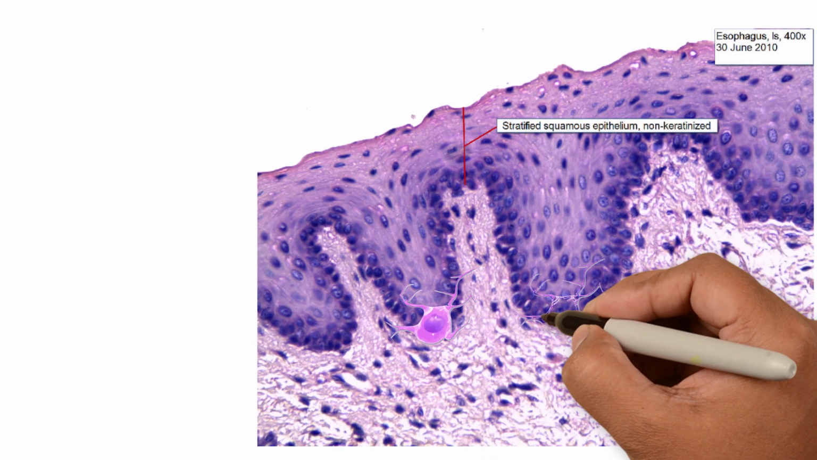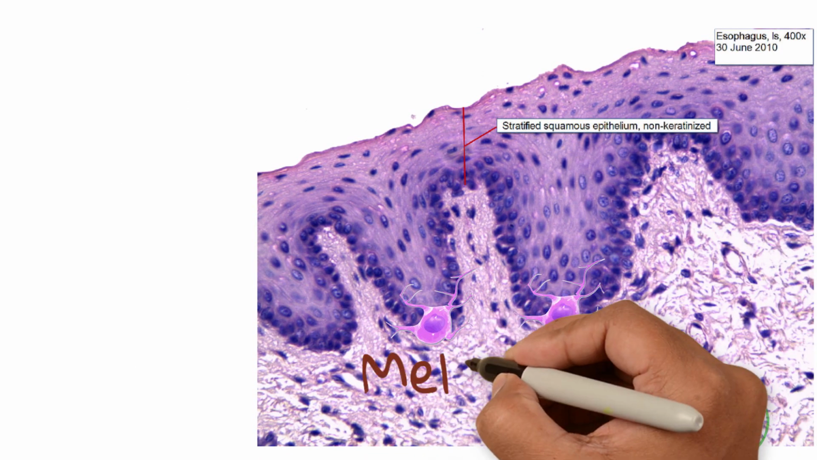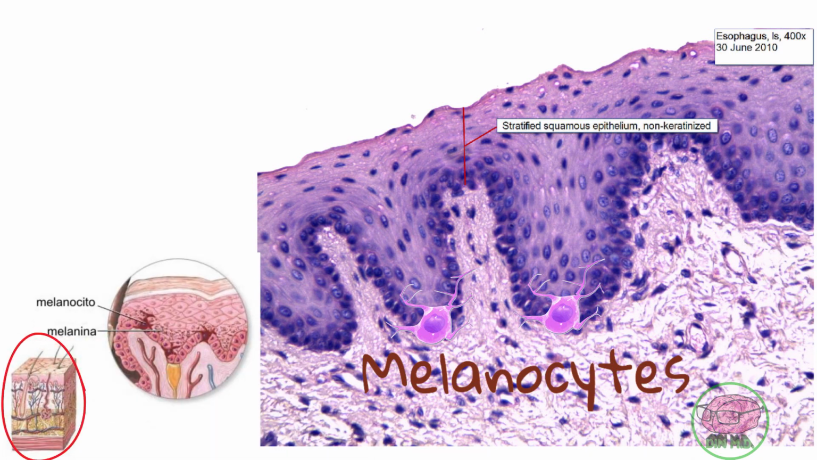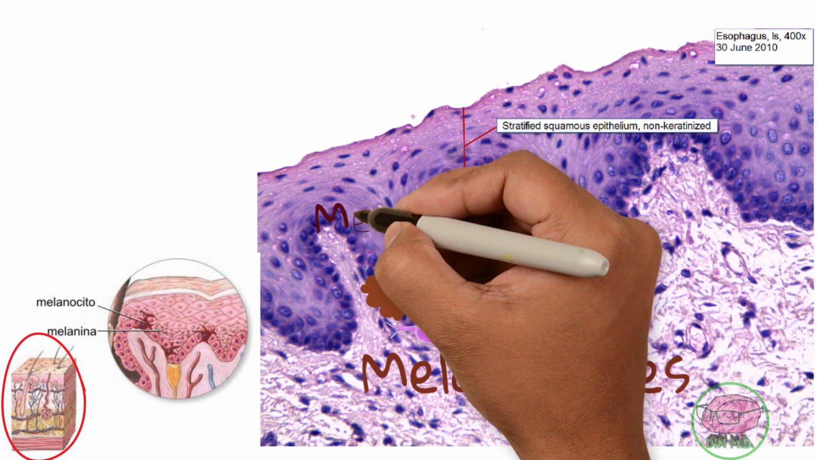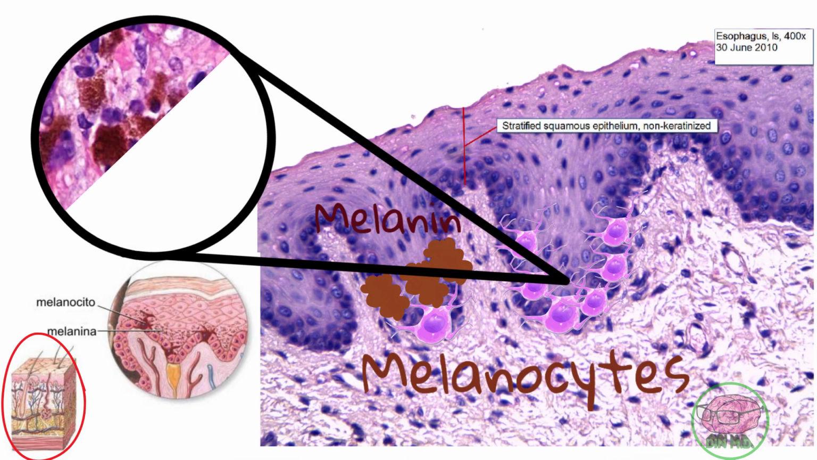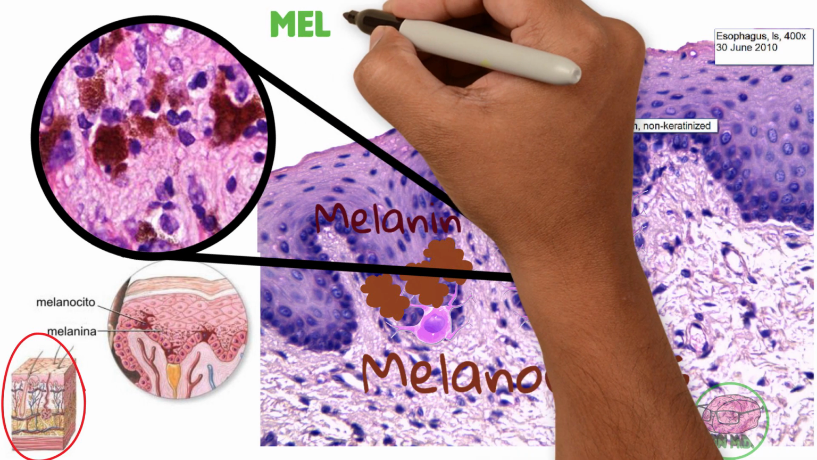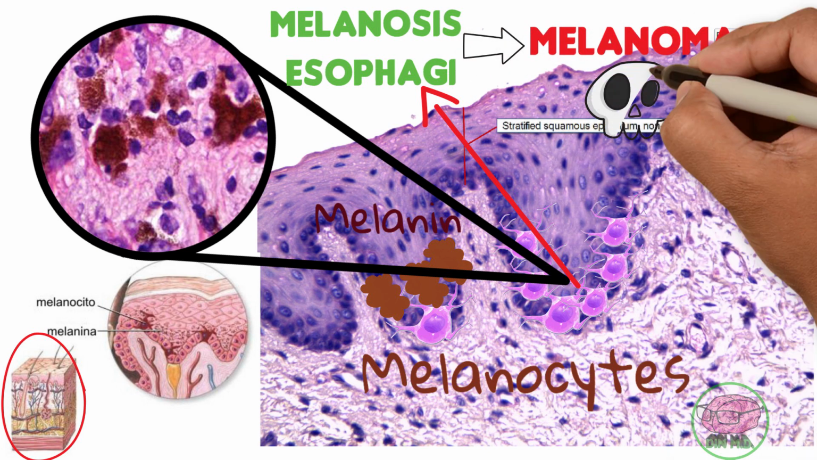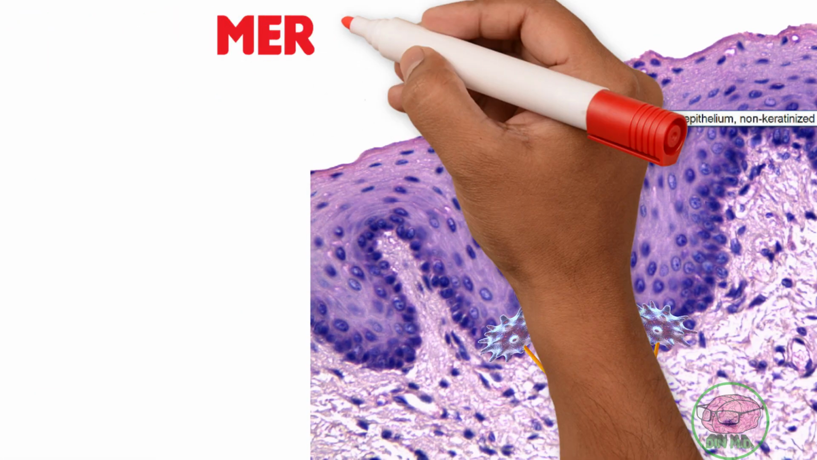Other than the regular epithelial cells in the basal layer, we can also find in the esophagus melanocytes. These cells are normally found on your skin and are responsible for secreting melanin, the pigment that gives you your skin color. These can group, forming visible clusters called melanosis esophagi. This is a benign lesion, but it can also be a precursor of primary esophageal melanoma, a type of skin cancer. The basal layer also contains Merkel cells.